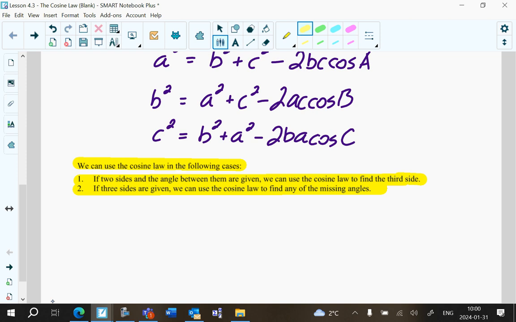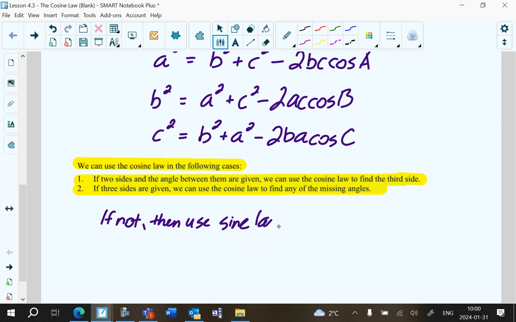If it's not, then use sine law. So what you do is you eliminate cosine law or you use cosine law. Will we get these formulas? You will. You'll only get this one because that's all you need, because all these are basically derived from this one.